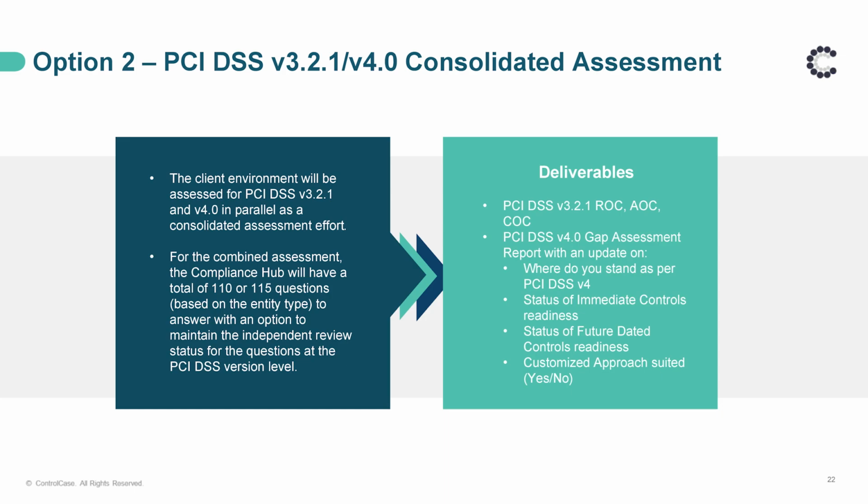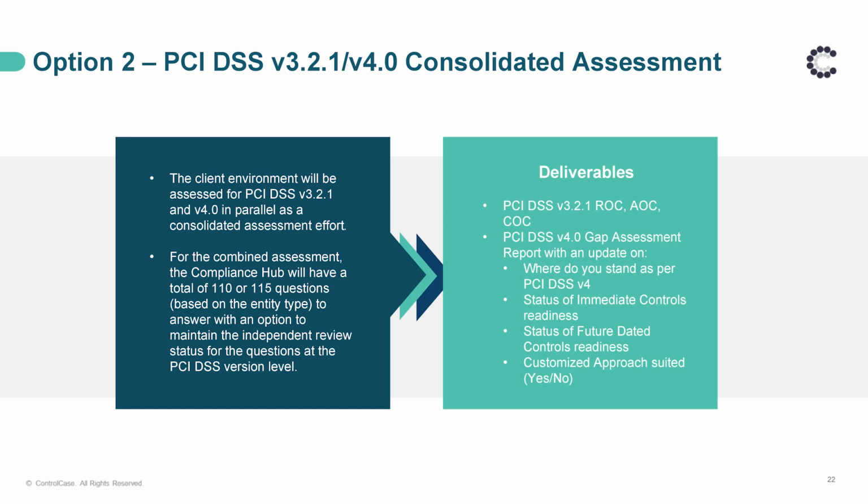But when an entity performs the assessment with this option for both the versions in tandem, the deliverables will be that you get your certification done against 3.1, so the ROC, AOC, and the compliance certification. And at the same time, you would get the version 4 gap assessment report, which will update you on where you stand with the DSS 4, the status of immediate controls and the readiness, status of future dated requirements and the readiness, and if you plan to use customized approach, whether that customized approach option is suitable based on the technology which you have, right?